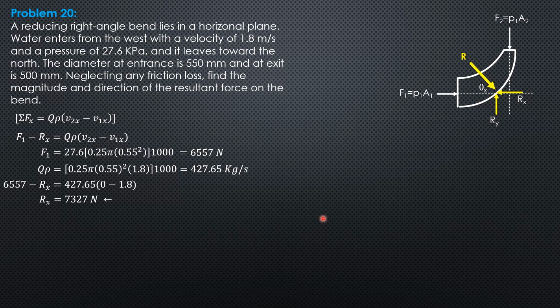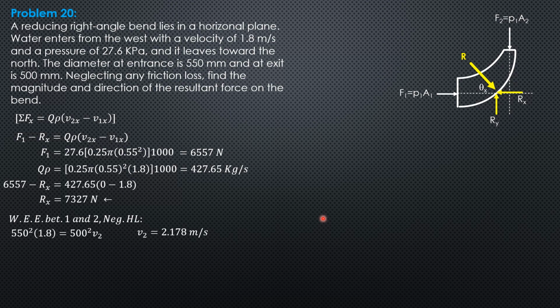Then for Ry, we need to compute V2 first. So we write the energy equation between 1 and 2, neglecting head loss. But before that, let's solve for V2 by continuity. 550 squared times 1.8 equals 500 squared times V2. So V sub 2 is 2.178 meters per second.